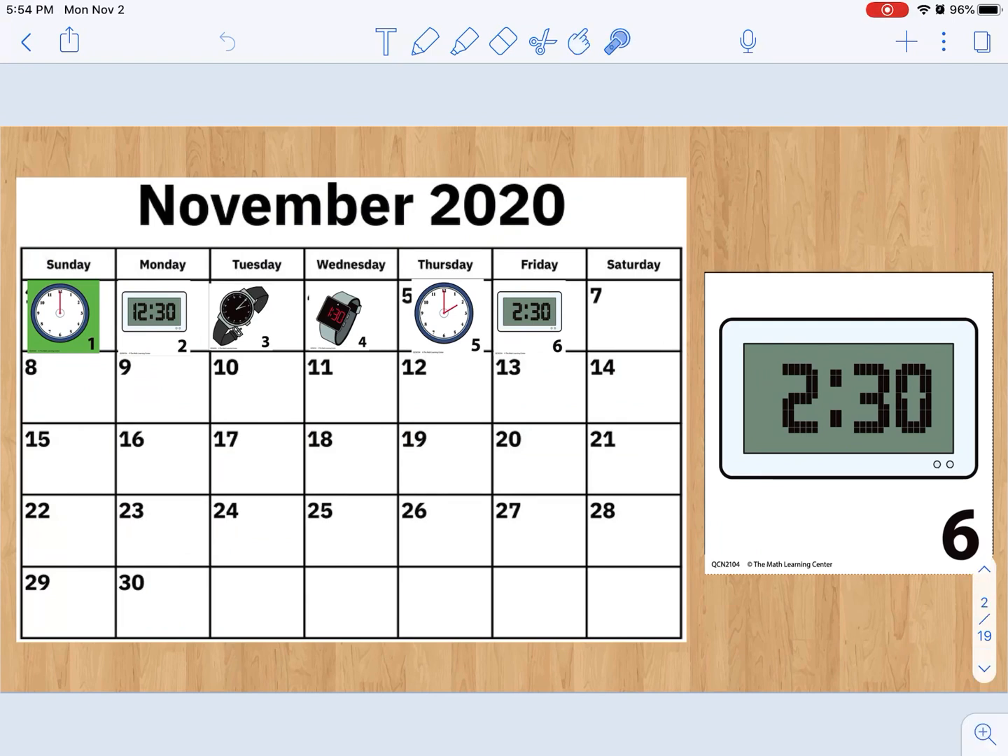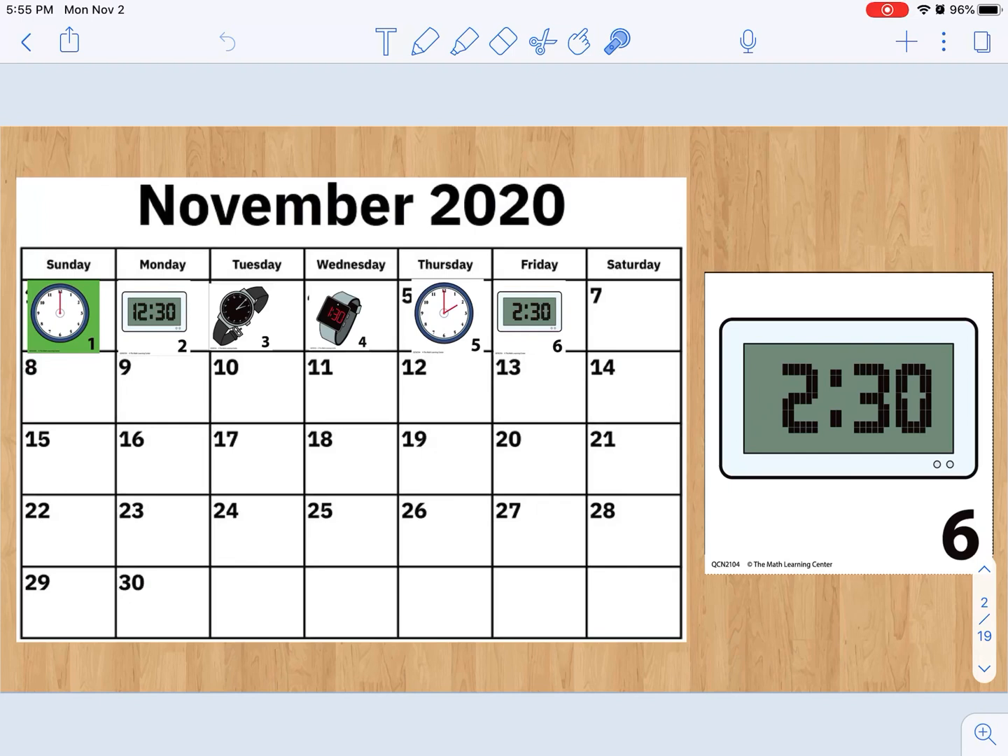Today is Friday, November 6th in the year 2020. It is the 6th day in the month of November. It is also our 3rd day of the November Number Corner. Let's update our calendar marker. Today, we have a digital clock.